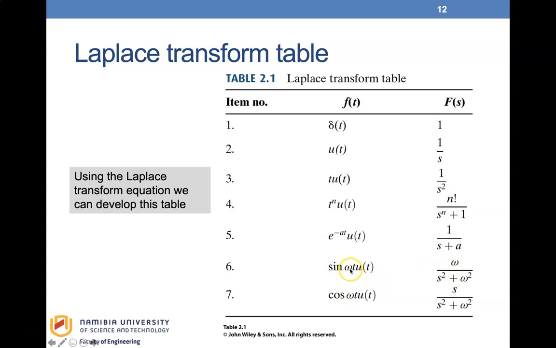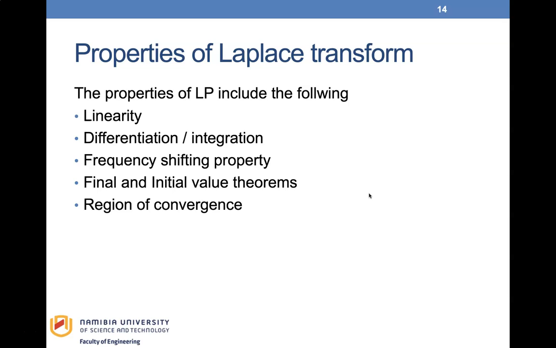For sine, which is omega t, the Laplace transform will give you omega over s squared plus omega squared, and for the cos it is s over s squared plus omega squared. Usually this table is provided for you when you are solving a problem, but not when I'm testing you on Laplace transform. If you're solving other problems that require these pairs, I will provide the table to you. Let's look at a few properties of Laplace transform.